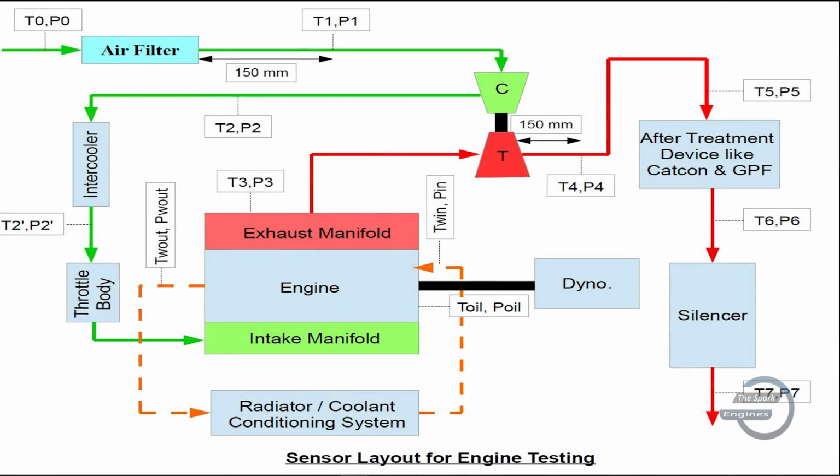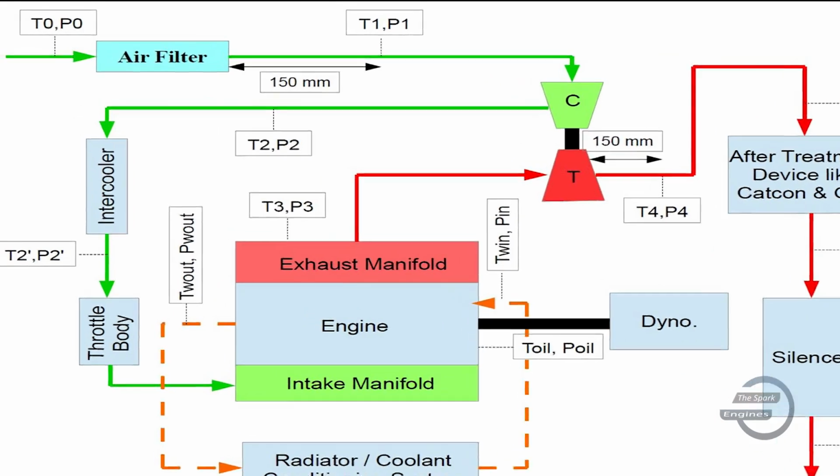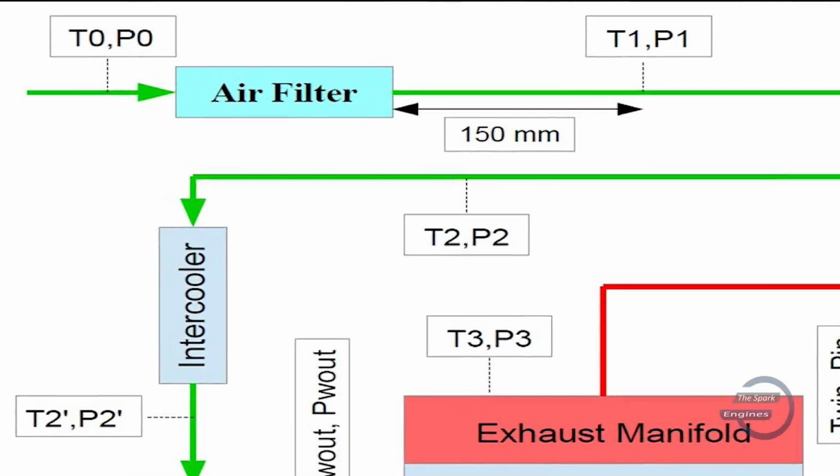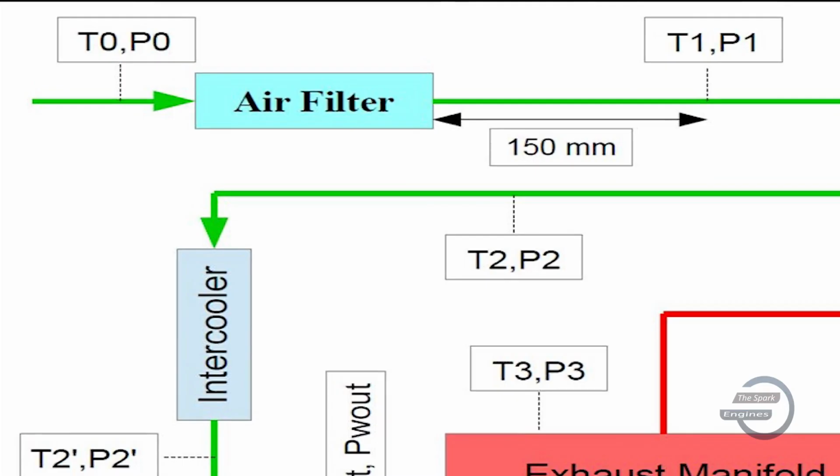The green line shows the flow of fresh air going into the engine, while the red line shows the flow of exhaust gases coming out of the engine. Initially, the engine breathes fresh air from the ambient or surroundings. So, it is very important to capture the ambient temperature and pressure. The temperature and pressure of ambient air are known as T0 and P0.